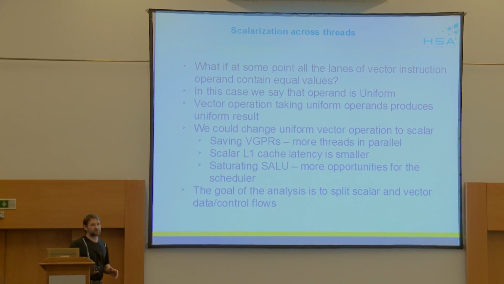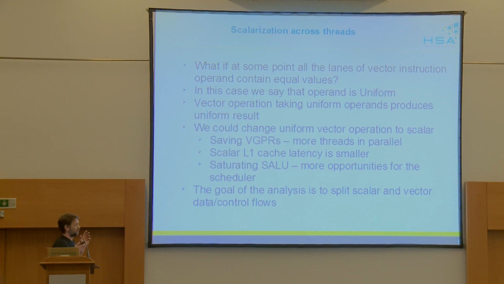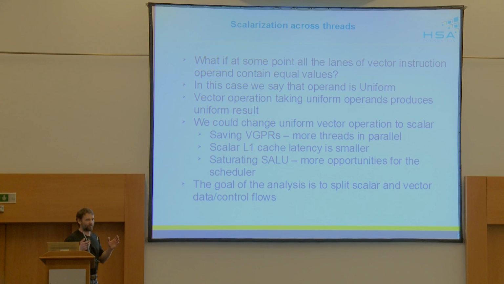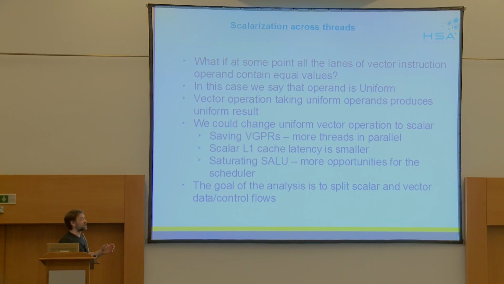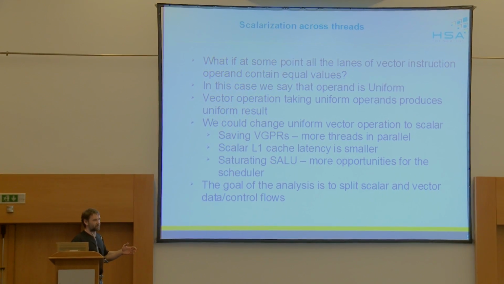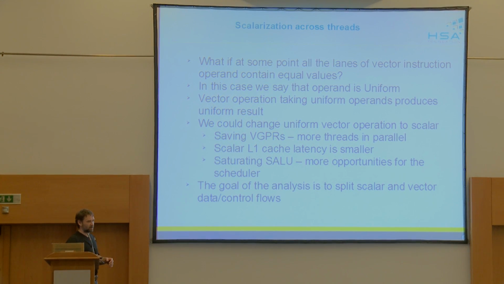Here we introduce the notion of uniformity. A vector operation has vector operands. If all lanes of a vector operand contain equal values, we say that the operand is uniform. An operation all operands of which are uniform is considered to be uniform. It produces a uniform result.